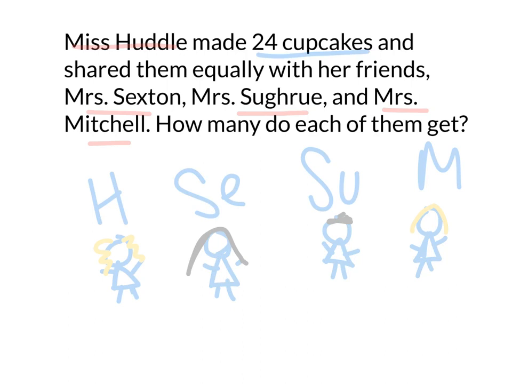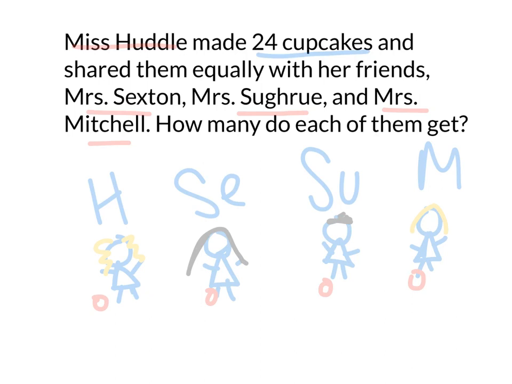So, Mrs. Sexton, what we're going to do is, if we have 24 and it's an equal share, then what I think we should do is count out loud and give each person 1 cupcake. See how that goes. 1 for you. There's a cupcake. 1 for me, 1 for Miss Shagru, 1 for Mrs. Mitchell. 1, 2, 3, 4. Okay, we each have an equal share. Do we have 24 yet? No, we only have 4.